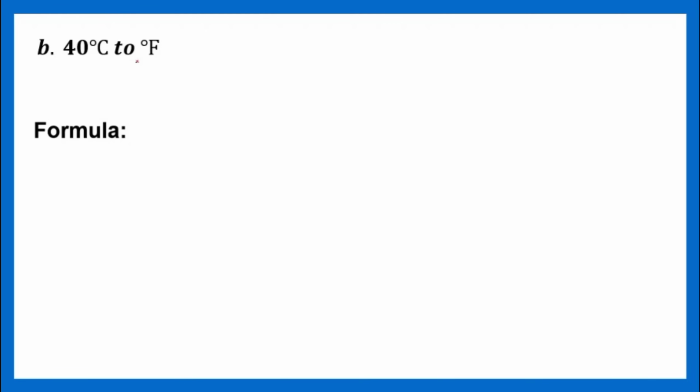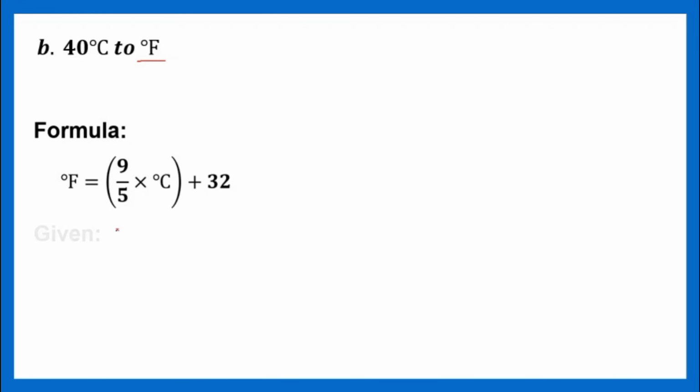So, formula, dapat nasa left yung degrees Fahrenheit. So, ano yung formula na yon? Kailangan sa ulo natin ito. Degrees Fahrenheit is equal to 9 over 5, or quantity of 9 over 5, times degrees Celsius, then plus 32.